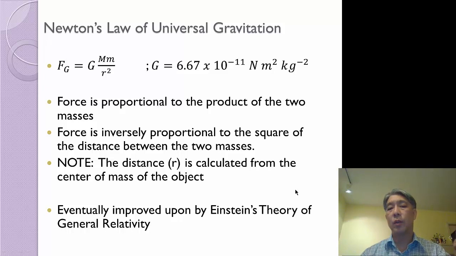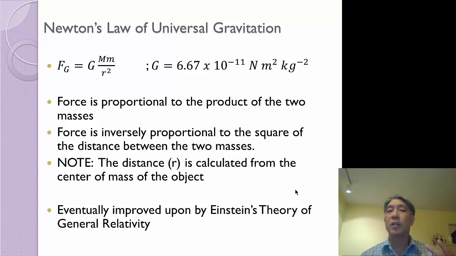Okay, it's important that you realize that r is calculated from the center of mass of the two objects, which for spheres is basically just the center of the object. Okay, multiplication is commutative, so it really doesn't matter which m is which object, but I like to keep it straight and say big M is the larger object.